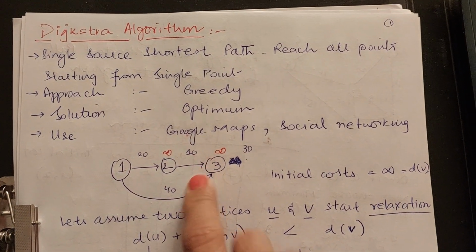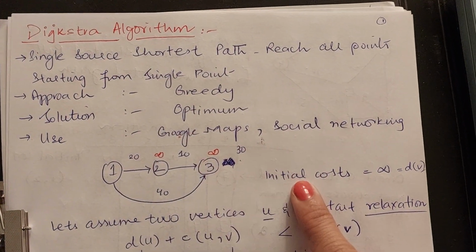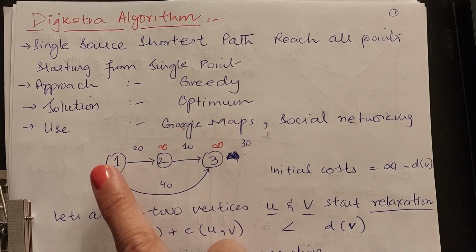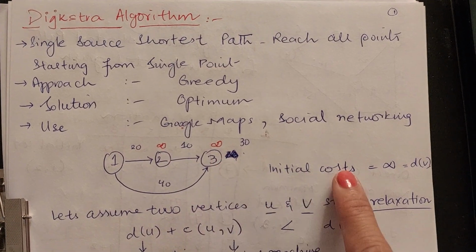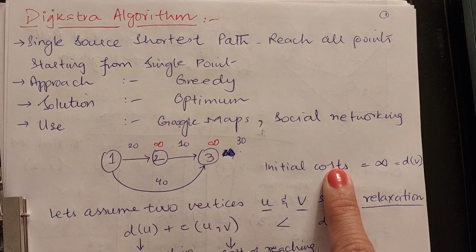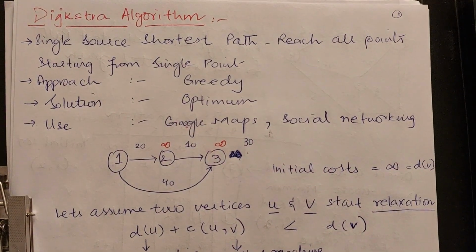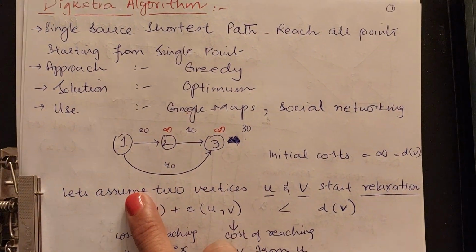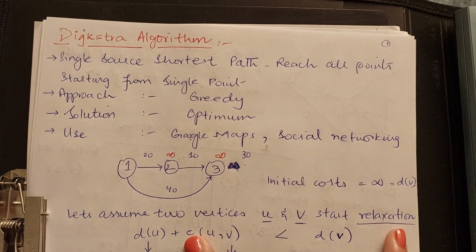So how we approach it with the help of this Dijkstra algorithm is that we simply take the initial cost as infinity. We say that if this node is called u and this node is called v, the initial cost that I am going to get for reaching from u to v is infinity. In the first step it is infinity, but in the second step I am going to do some relaxation.